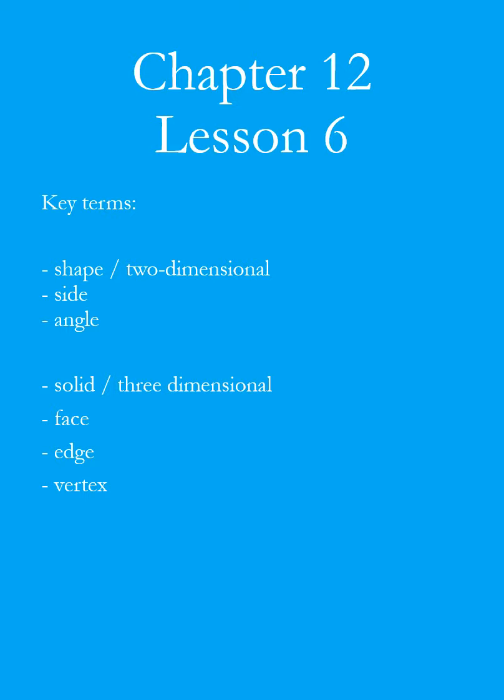So before moving on, let's look at the important words, the key terms that you need to remember from the first five lessons. So we've got shape, or two-dimensional, side, angle, solid, or three-dimensional, face, edge, vertex. If you don't remember these, you can go back and watch previous videos, look at the previous lessons, if you've printed out the pages or if you have them, and that really important tool that you have, the glossary. Remember, we took it out of the end of book one, and it should still be in your take-home folder. You're going to need these words before we can really complete this chapter. Okay, now let's go on to lesson 6.